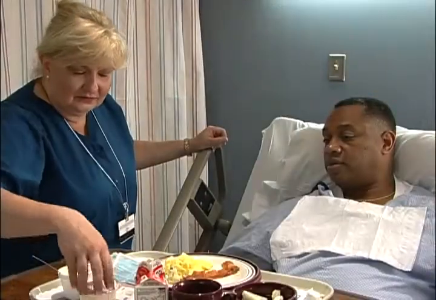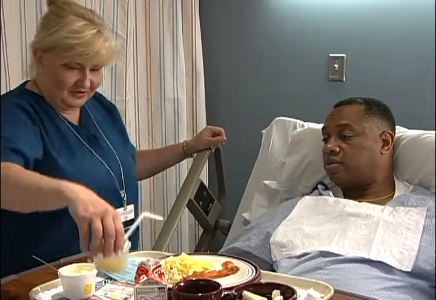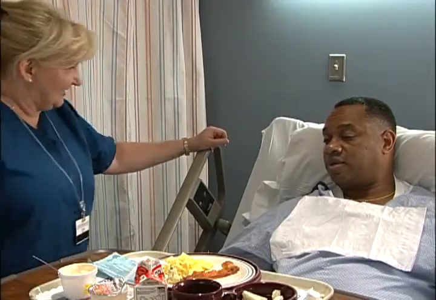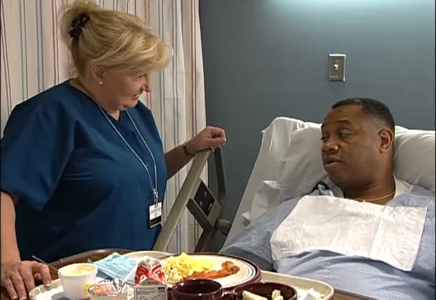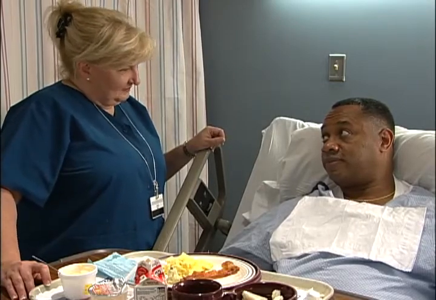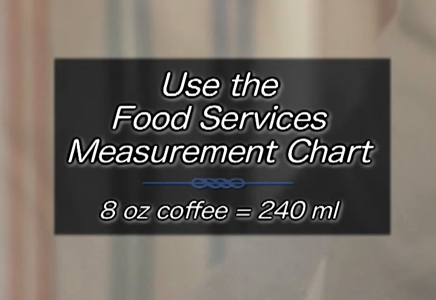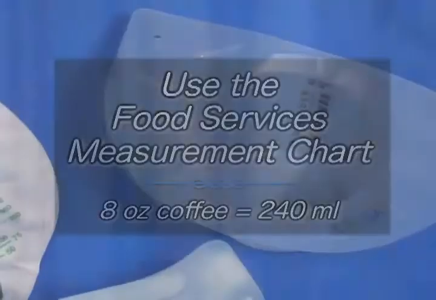In order to record the patient's intake accurately, you will need to observe the patient's food tray and also ask the patient what items he or she has consumed. For help in determining intake measurement, you may need to use the Food Services measurement chart. It will tell you, for example, that an 8-ounce cup of coffee is equal to 240 milliliters.